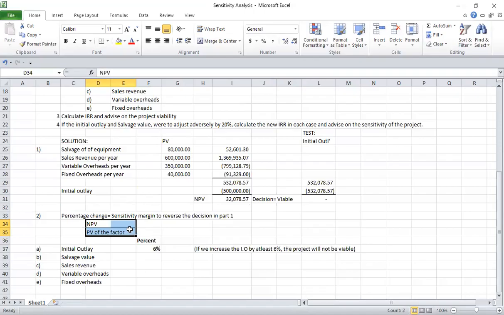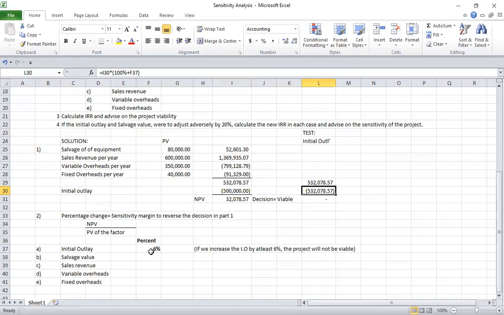To compute a percentage change, this is the formula which you apply. Based on that formula, we have computed 6% for the initial outlay. And because the initial outlay is a negative in computing NPV, we are saying that if we increase the initial outlay by at least 6%, then the project will not be what? Will not be viable. And that is what I have tested here. When we assume that it is only the initial outlay that we are changing, then what changes is the value of the initial outlay from this 500,000 to now this 532, if we increase it by this 6%.